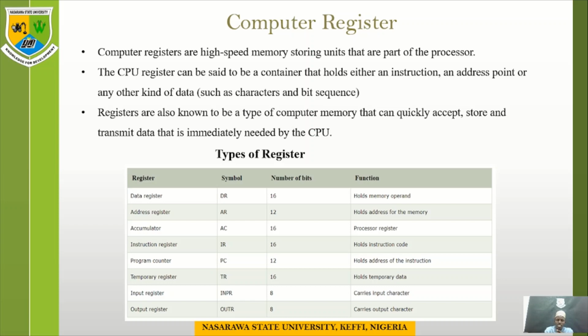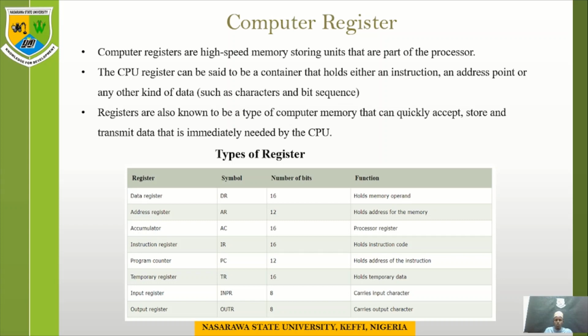Registers are known as the type of computer memory that can quickly accept, store, and transmit data that is immediately needed by the CPU. It is very close to the CPU, so the processor of the CPU has easy access to the register. That is why they say it's the high-speed memory storage unit of the CPU, and it's also part of the processor.